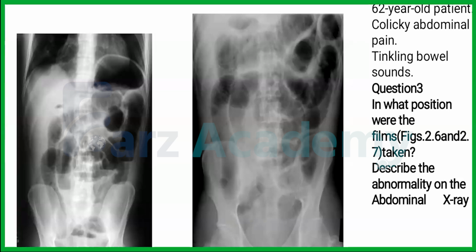Describe the abnormality. So here actually it's an erect posture abdomen X-ray, and showing multiple air fluid levels and also dilated loops. So it is a small bowel obstruction. Further, they might ask you what investigation you will do further, and what CT scan findings suggest a complicated or surgical small bowel obstruction.